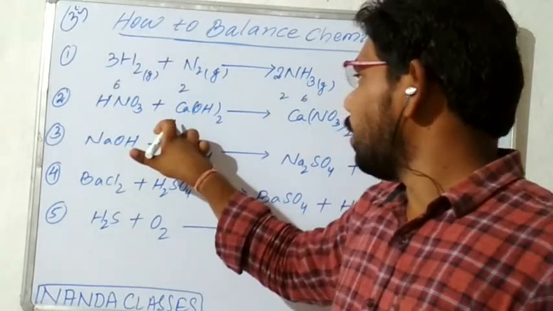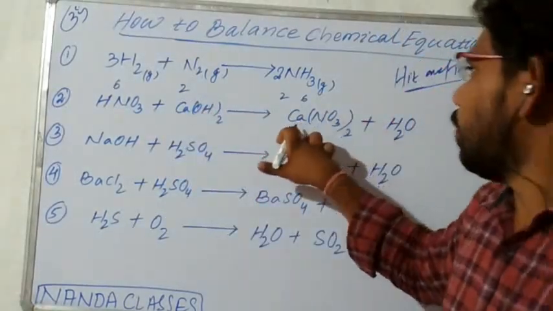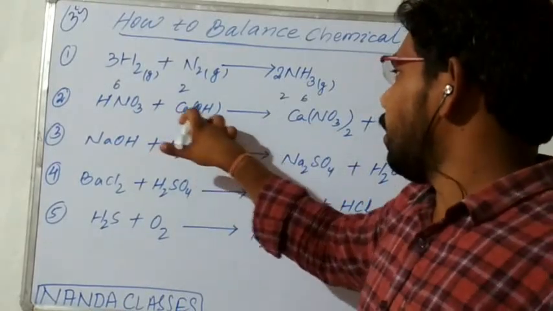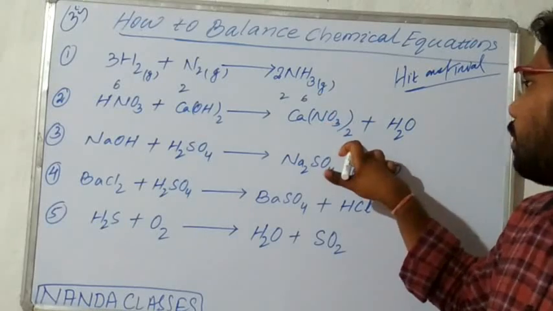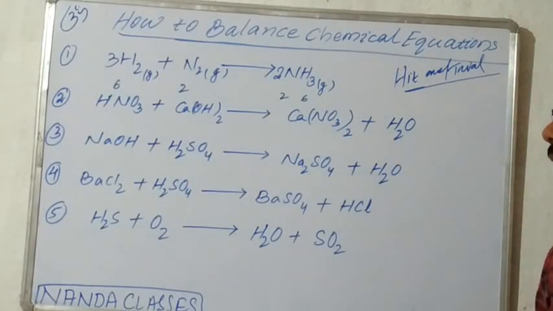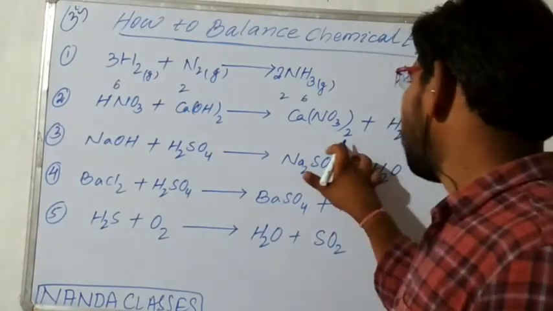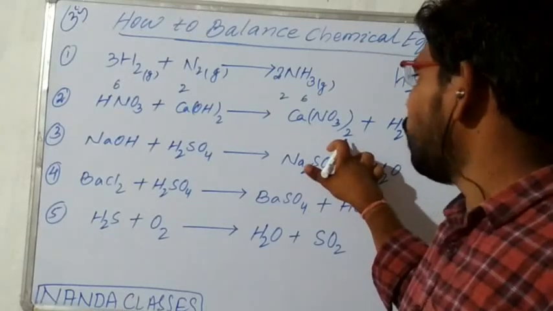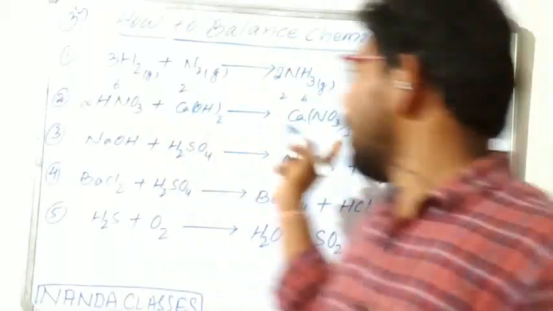The total is 3 on the reactant side, but on the product side it is 2. Calcium is 1, and this side also 1. Oxygen, this one 2 and 3, is high, but this one is 3 into 2, 6, plus 1, 7. So most of the elements are not equal on both sides. So how can you balance? First we take nitrogen. Nitrogen is 2 on the product side, so we multiply by 2 here. Then the nitrogen is balanced.